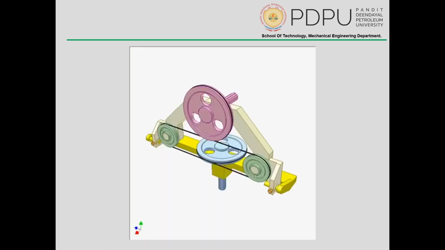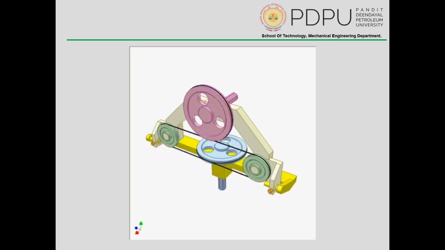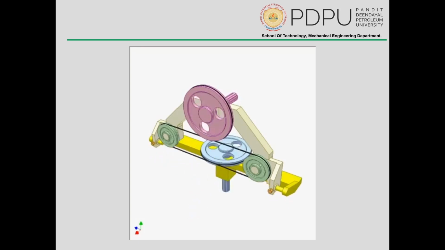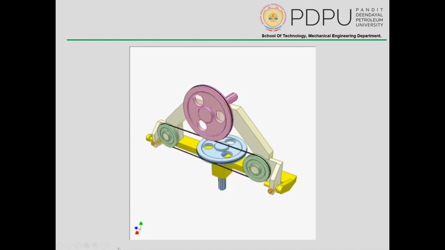Okay, next is this kind of contraption. Here you can see that the driver is the pink shaft, whereas the blue shaft is the driven. In this arrangement you can see that the shafts are not always parallel, and also the driven shaft is movable. So I again request you to classify this by yourself.